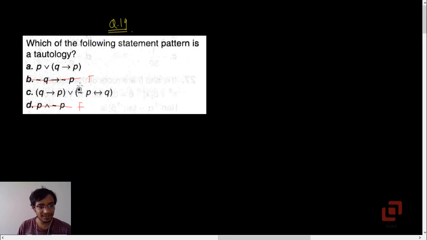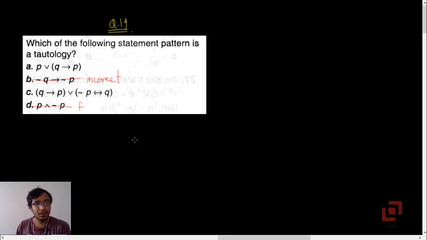Well, I should not say false. I should say it is incorrect, because it is not a fallacy, right? Yes. Now what we can do is we can take option A and prepare its truth column. If it turns out that it contains all T's, then that must be the right one. Otherwise it has to be option C.